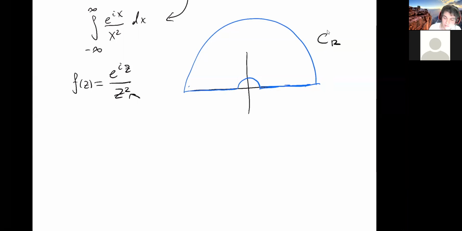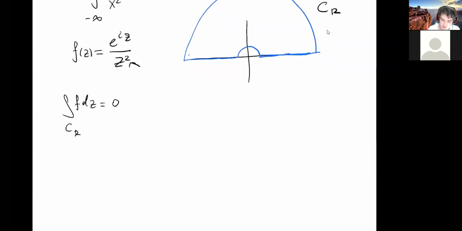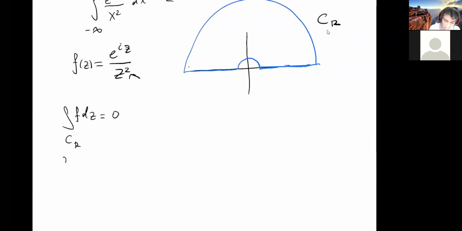So this will be my CR, and because inside of CR we don't have any singular points anymore, we know that the integral here is 0. And now let's split the integral over CR. I need to write f of z. I'm just trying to save some space. So instead of f of z, I'm writing f dz, but the argument is z.